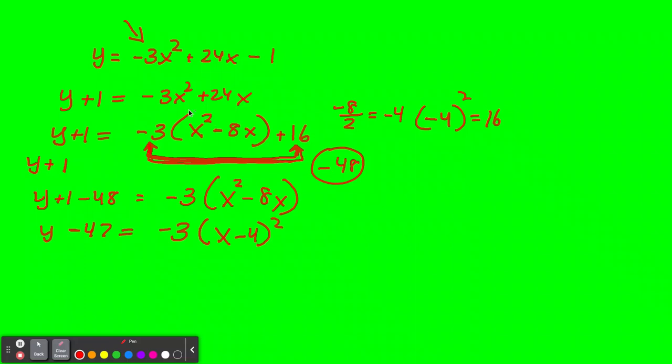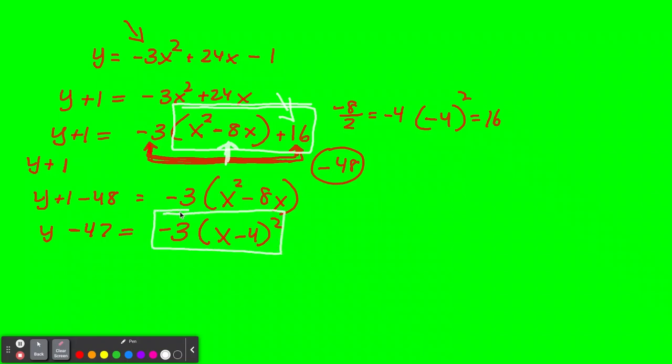So look at this right here. Let's put a different color. Go back right over here in white. What two numbers will multiply to that c term 16 and give us the b term of negative 8? Well, negative 4 times negative 4 is 16, and negative 4 plus negative 4 is negative 8. So that's how we got this so far. Now, let's get the y alone. Let's go back to red. Y equals negative 3 times x minus 4 squared plus 47.